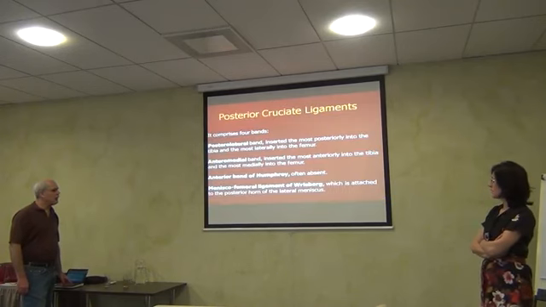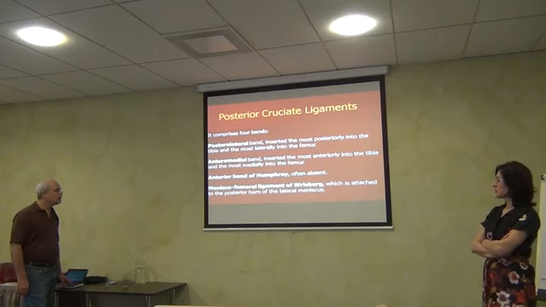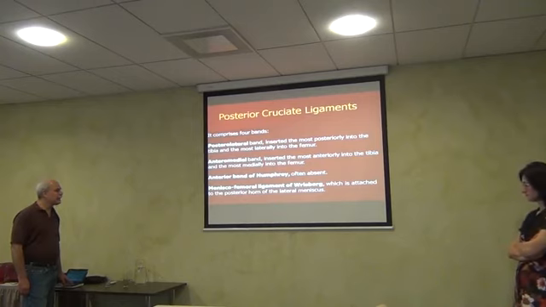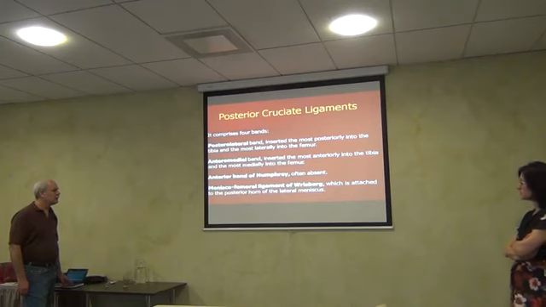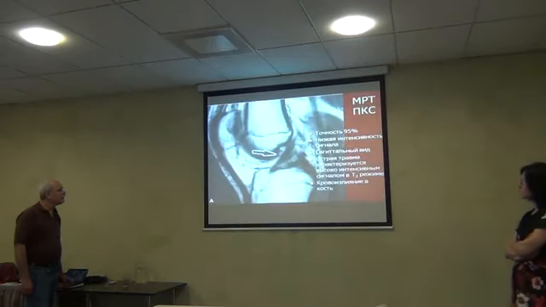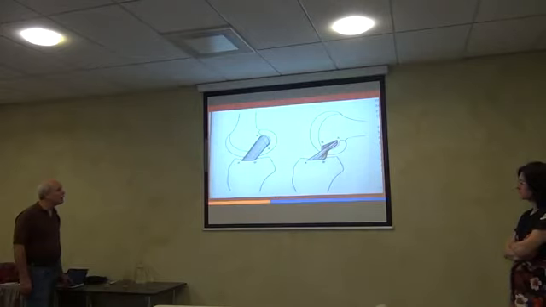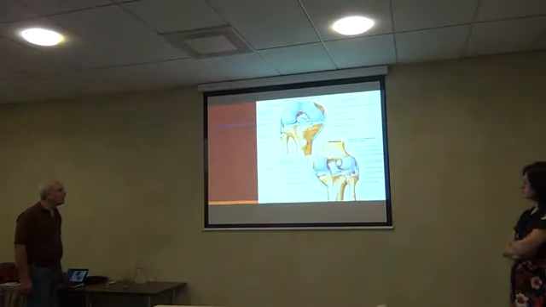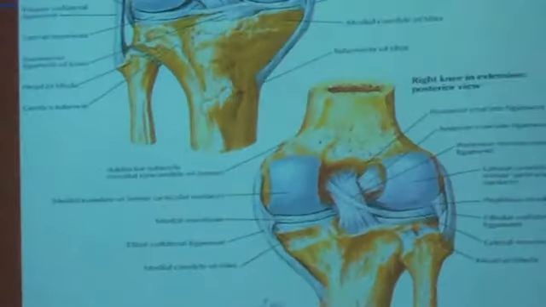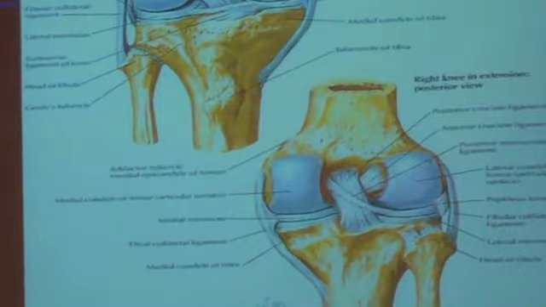Anterior band of Humphrey, but it is very often absent. And the meniscofemoral ligament of Wrisberg, which is attached to the posterior horn of the lateral meniscus. This is the Humphrey ligament. This is the posterior meniscal ligament of Humphrey.